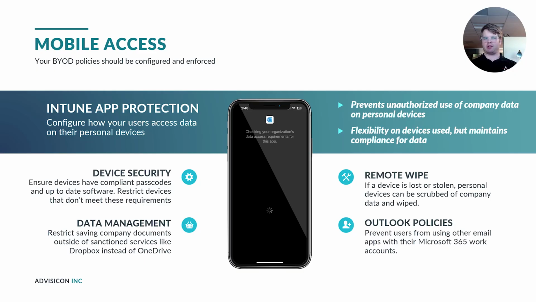And you can set up Outlook policies that require certain security be met. So your device should have a passcode or it should have an up-to-date version of the app. If you set these Outlook policies, your Outlook apps on your personal devices will check for compliance every time they start.